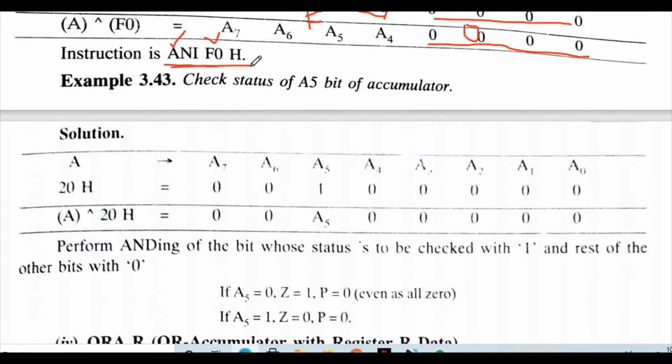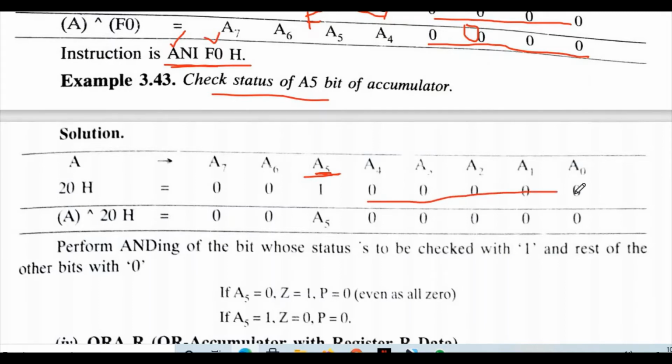Similarly, next question is check the status of the A5 bit of accumulator. Means I have to check the status of this A5 bit. So how can I do this? I will make all the remaining bits 0, and only make this A5 1. And if I do the ANDing of the bit whose status is to be checked with 1 and the rest of the bits with 0, then I can check the status.